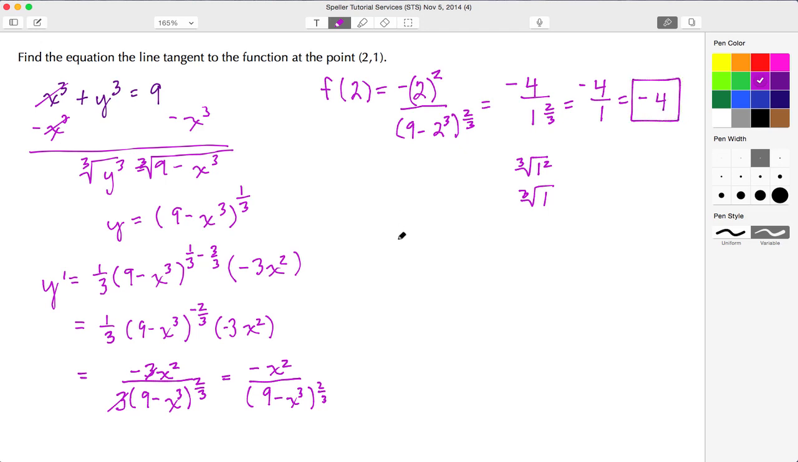At this point, I want to write the equation for the tangent line, and I'm going to use the slope-intercept form to show that.